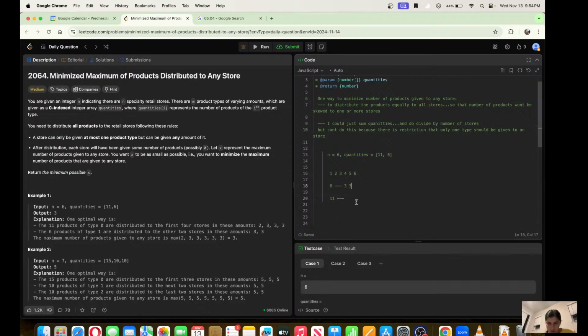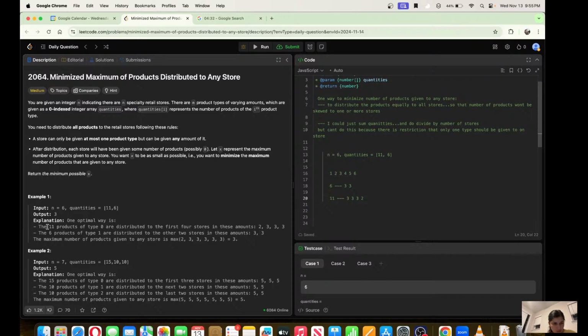I distribute as 3 3, and this one 3 4 is 12, 2 3 3 3 2, right? I can just distribute 2 3 3, and I can just distribute 3 3 3 2, totally 6. 3 3 is 9 10 11, right? So is there any other way? Output is 3. See, the 11 types are distributed to the first 4 stores in these amounts. 6 products of types are distributed in that amount.